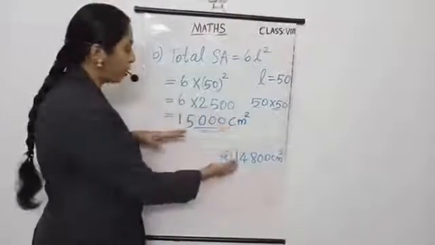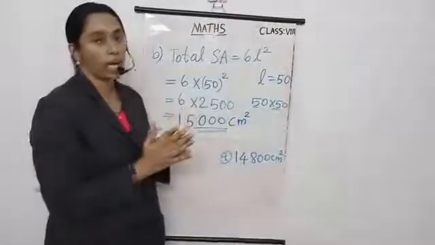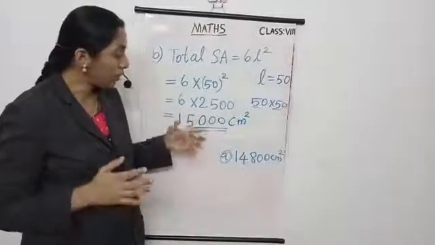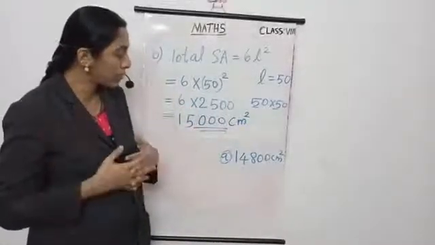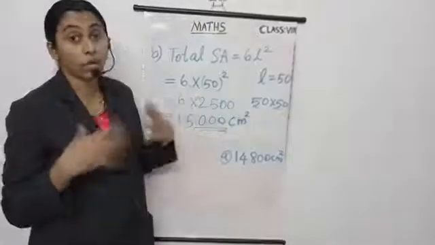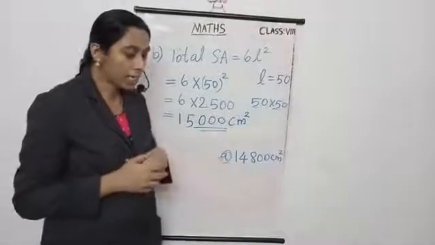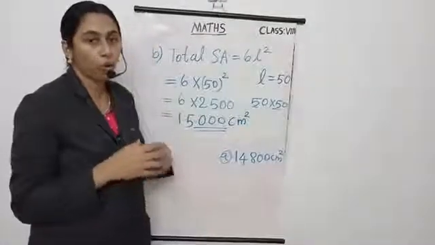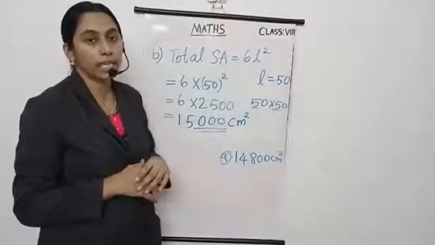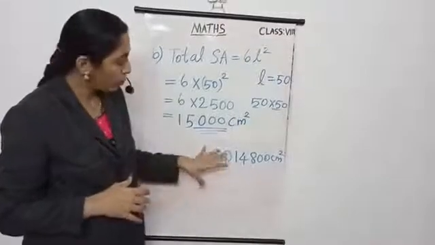Now compare with figure A. Which has the biggest total surface area? Figure B. So figure A, or box A, requires the lesser material to make it.